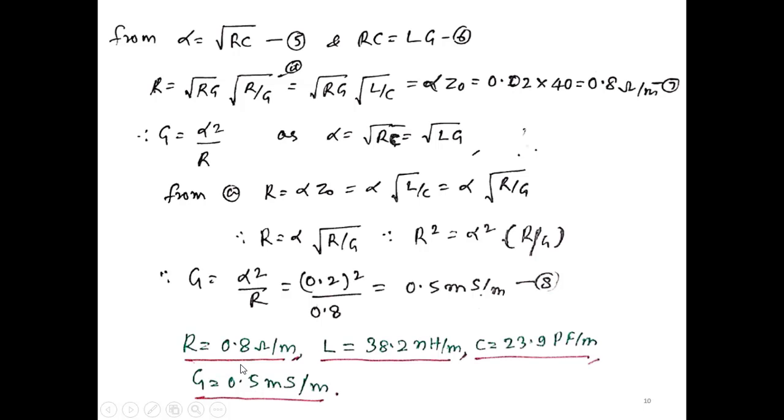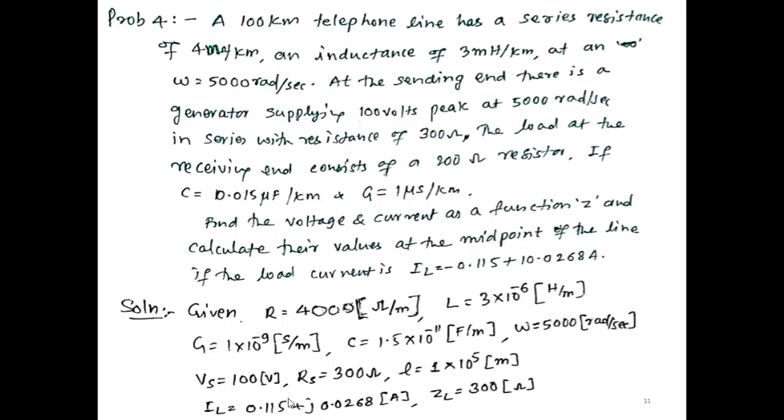Therefore, R is equal to 0.8 ohm per meter and L is equal to 38.2 nanohenry per meter. C is equal to 23.9 picofarad per meter. G is equal to 0.5 millimho per meter. So, problem number 4.